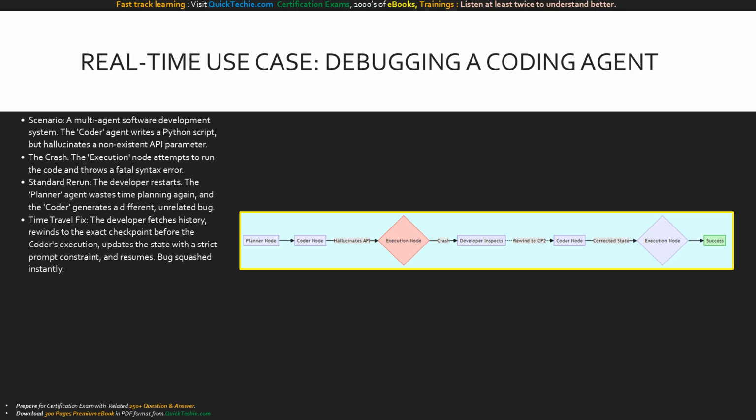The planner hands off to the coder, which hallucinates, leading to a crash at the execution node. The developer inspects the crash, then rewinds time via the dotted line back to the coder node. By injecting a corrected state, the coder makes a second attempt, flowing into the execution node perfectly and terminating at the green success node. Total time saved, massive.